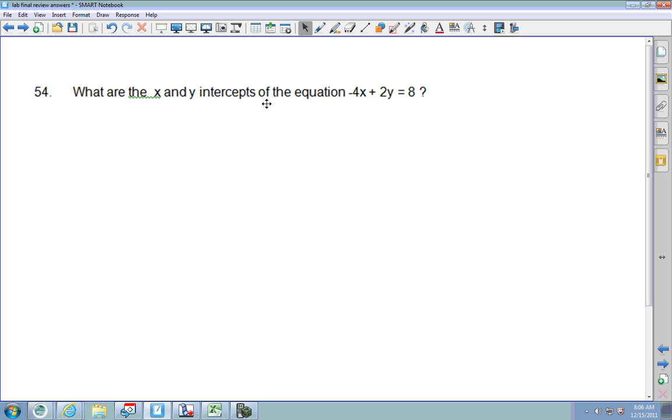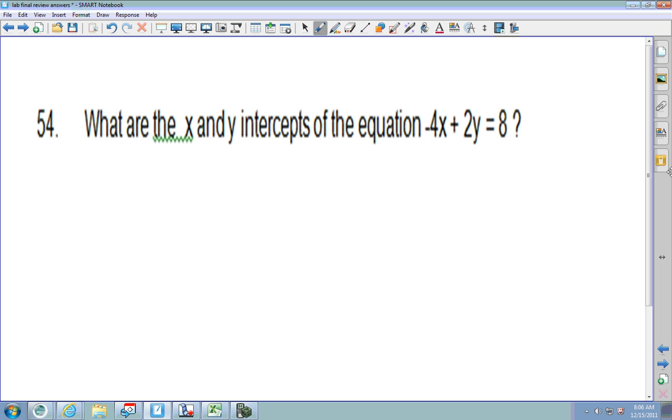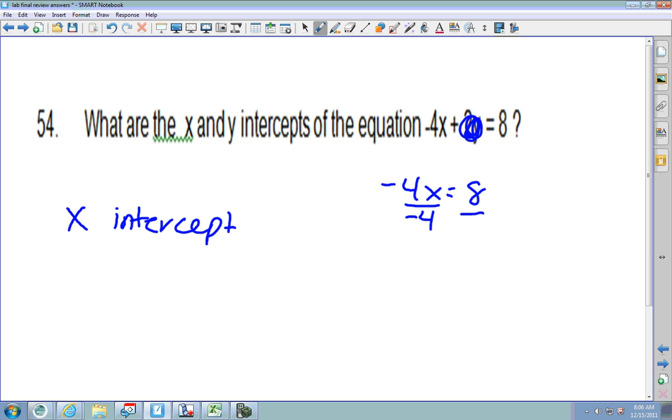What are the x and y intercepts when you're not given a graph, you're just given an equation? Well, the x-intercept, if I cover up the y, I get negative 4x equals 8. I have a lot of people that tell me that the x-intercept is just negative 4. They tell me it's the number that's with the x. That's not what you have to do. You have to solve for it. You have to divide by negative 4. X equals negative 2. So my x-intercept is negative 2, 0.